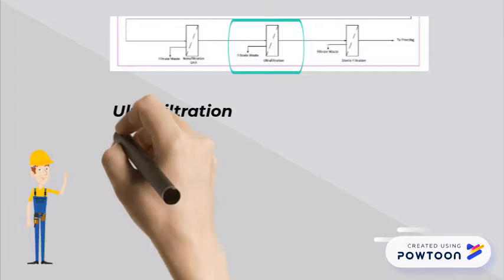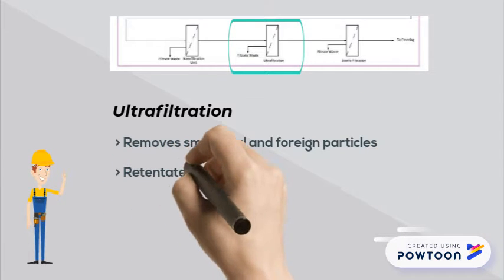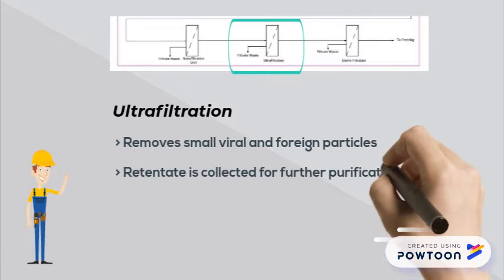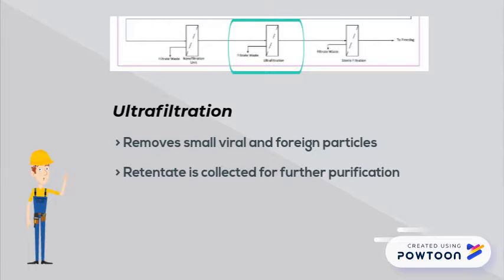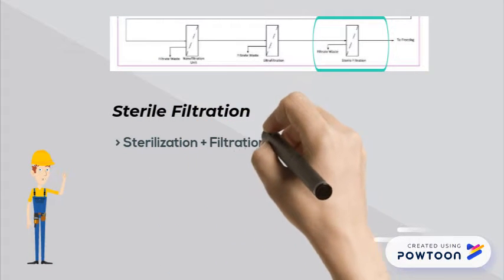After viral inactivation, size-based ultrafiltration is used to remove small viral and foreign particles. A filter will be used to keep the desired product in the retentate but allow for smaller particles to be removed. Both sterilization and filtration are combined in one unit.